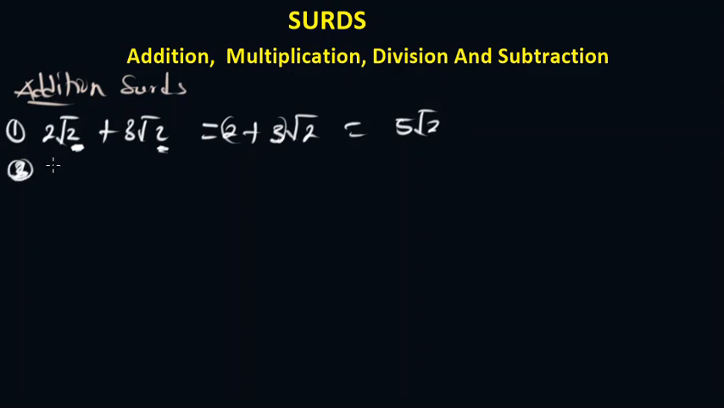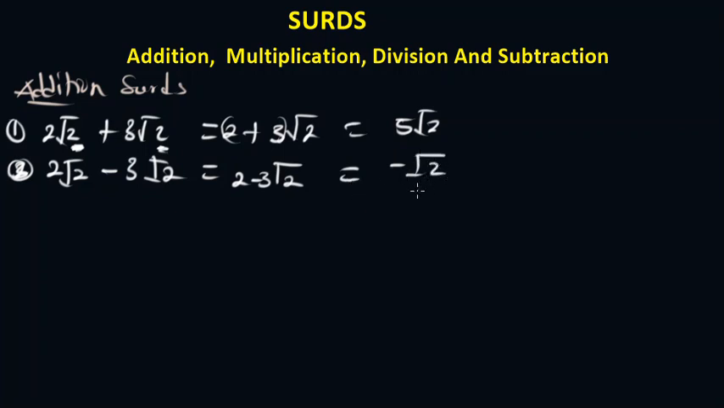Let me look at a second example. This one can be subtraction. The same example, 2 root 2 minus 3 root 2. This will be equal to 2 minus 3 root 2, and this will be equal to minus root 2. Because 1 is the same, we don't write 1 root 2. No, we don't do that. Let me write it well. 1 root 2, we don't do this.